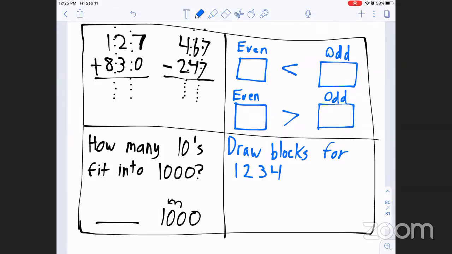You don't have to write the words even and odd. You don't have to write any of the words on the screen. If you need to skip one and come back to it later, do that.